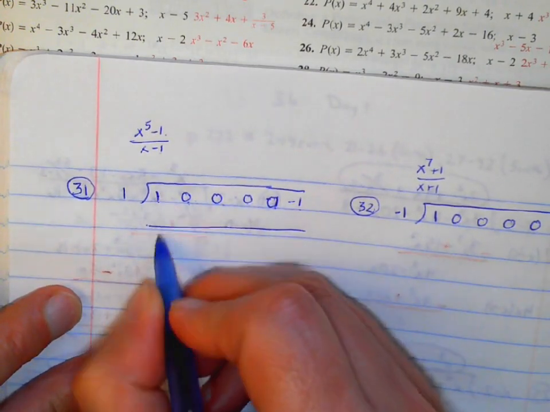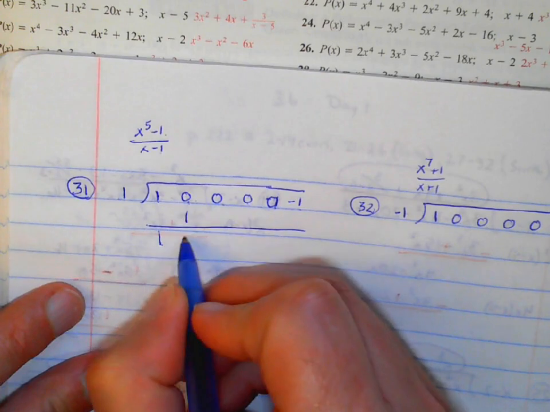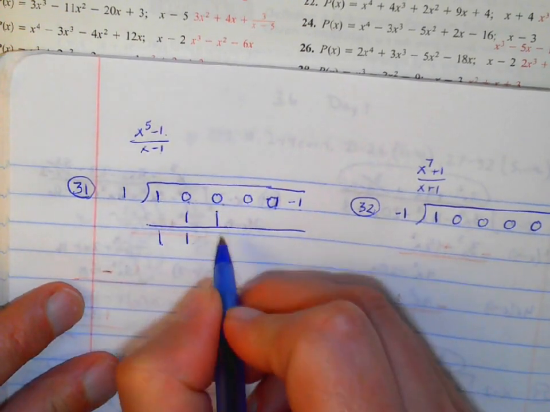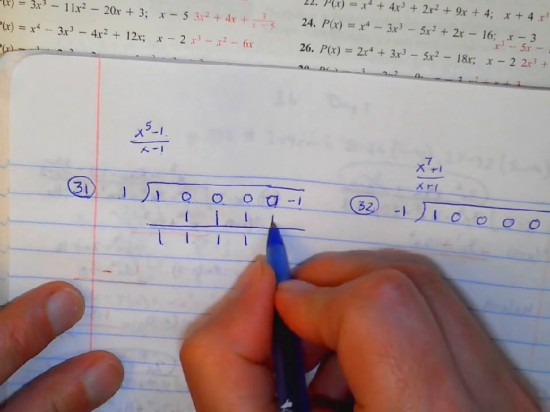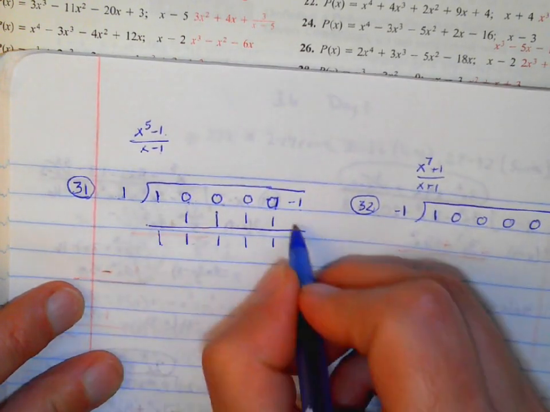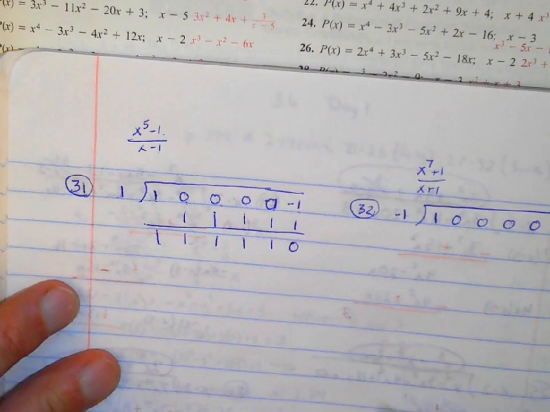Okay, so we bring this down. 1 times 1 is 1, add them together. Repeating that same step across the row, 1 times 1 is 1 each time, adding them together. Okay, so we have 0 remainders here.